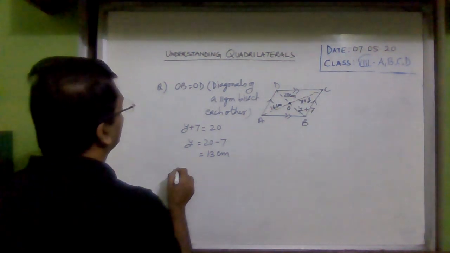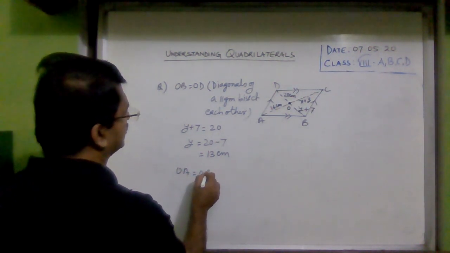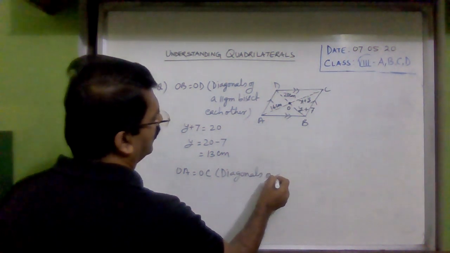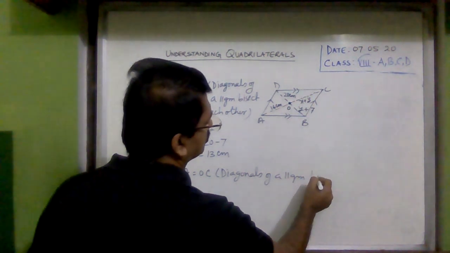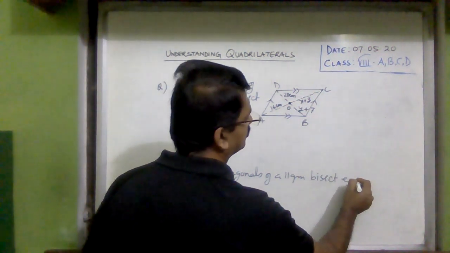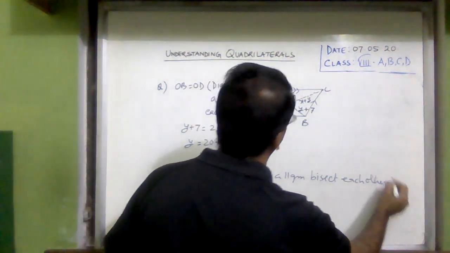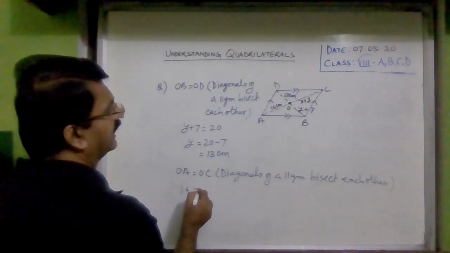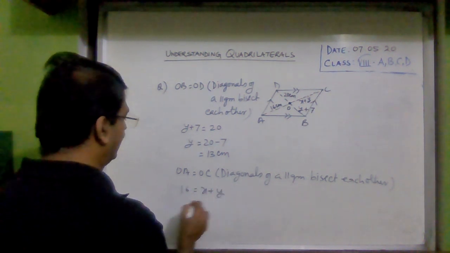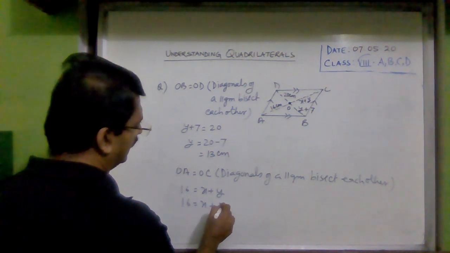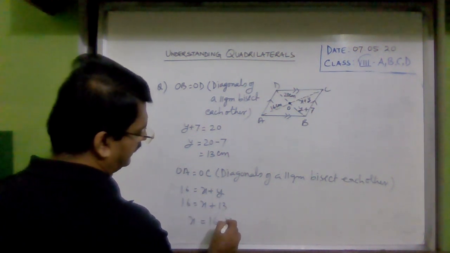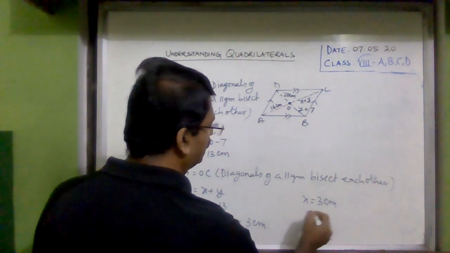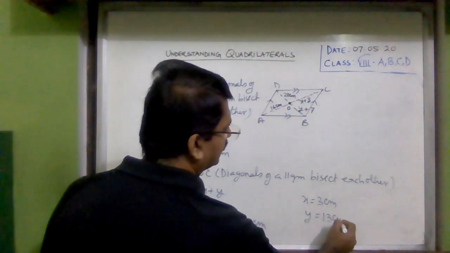Now you write OA is equal to OC. Same reason, diagonals of a parallelogram bisect each other, and OA is given 16 and OC is x plus y. Y we have already found, that is 13. So x will be equal to 16 minus 13, that is equal to 3 centimeters. So you see we have found x is equal to 3 centimeters, y is equal to 13 centimeters, and that is your answer.